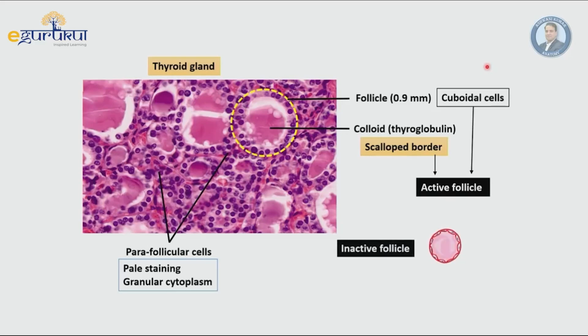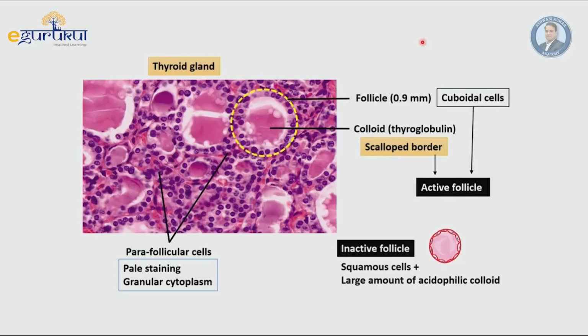They have a squamous type of lining, as you can see here, and we have this large amount of acidophilic colloid present inside, and you will not see this serrated border or the scallop border as we saw in the active thyroid. So active is having the cuboidal cells along with the scallop borders. Inactive follicles are having the squamous cell type of lining along with the large amount of acidophilic colloid present inside and no scalloped border. That is the thyroid gland, active and inactive.